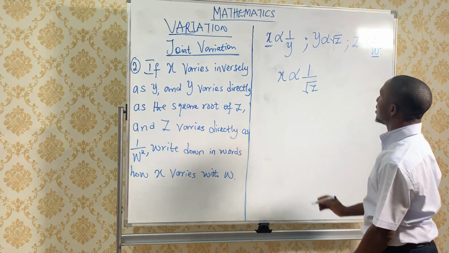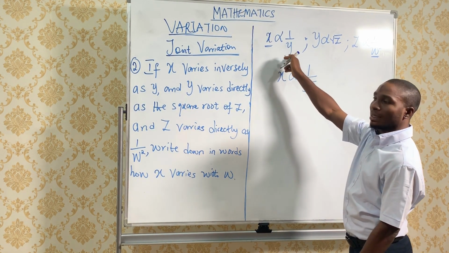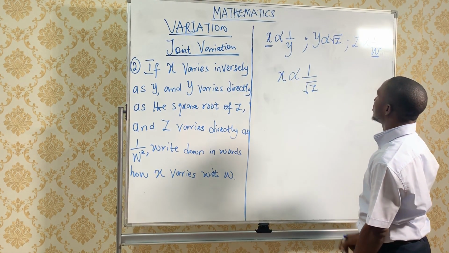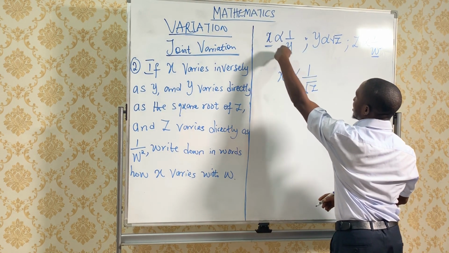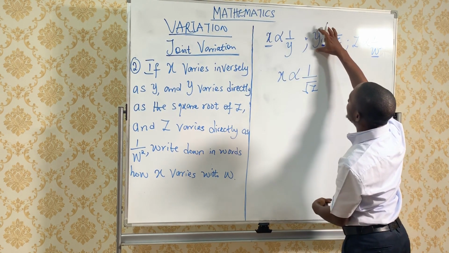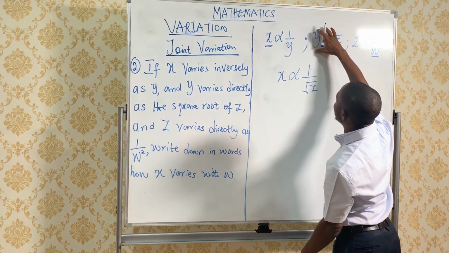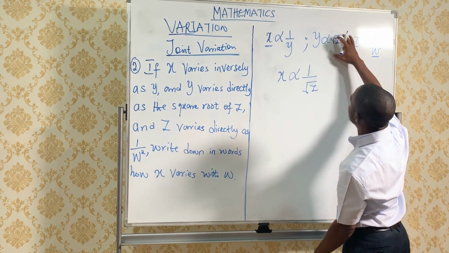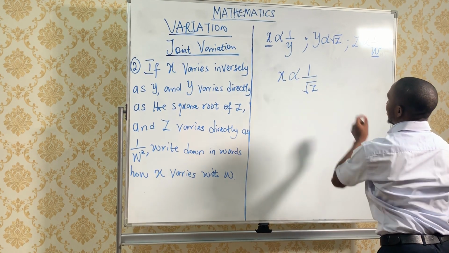That is the meaning. Since y is directly proportional to the square root of z and x is inversely proportional to y, definitely x will be inversely proportional to the square root of z. So if you remove y here and replace it with x, it implies that x will be inversely proportional to the square root of z. And this is now between x and z.